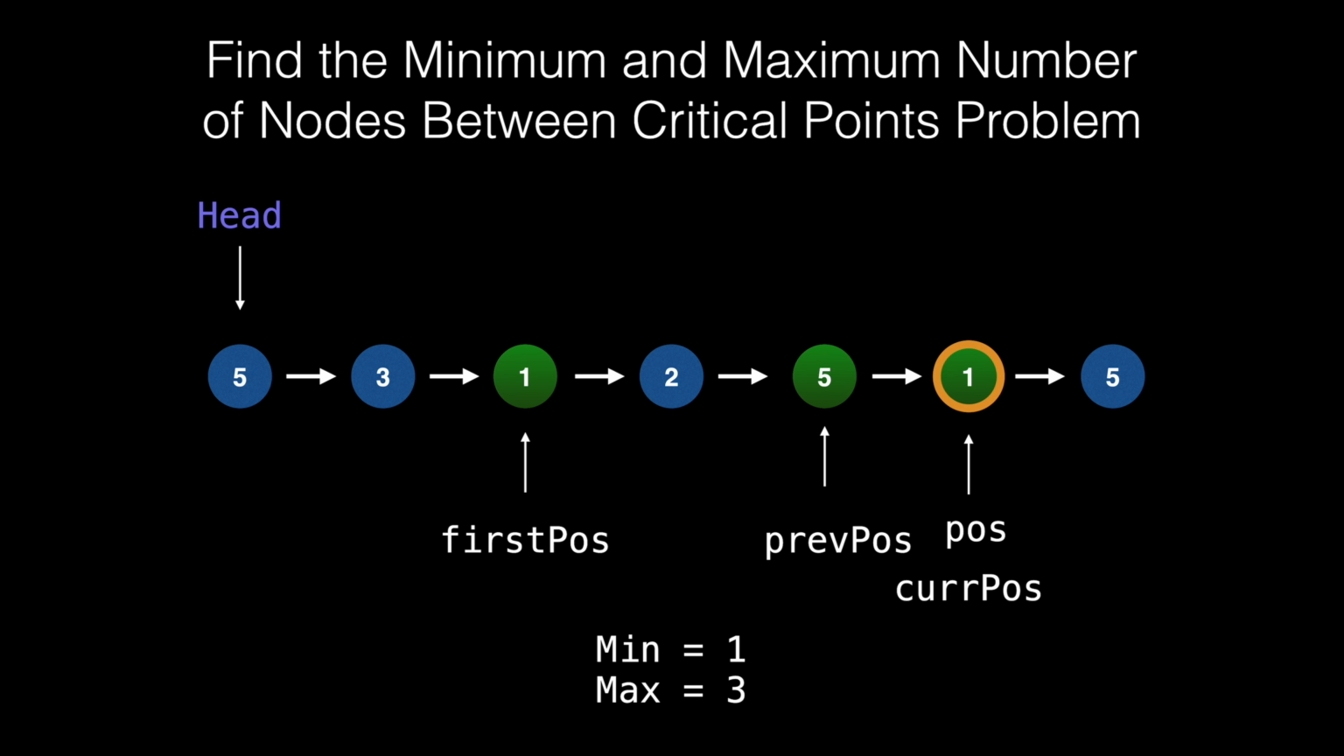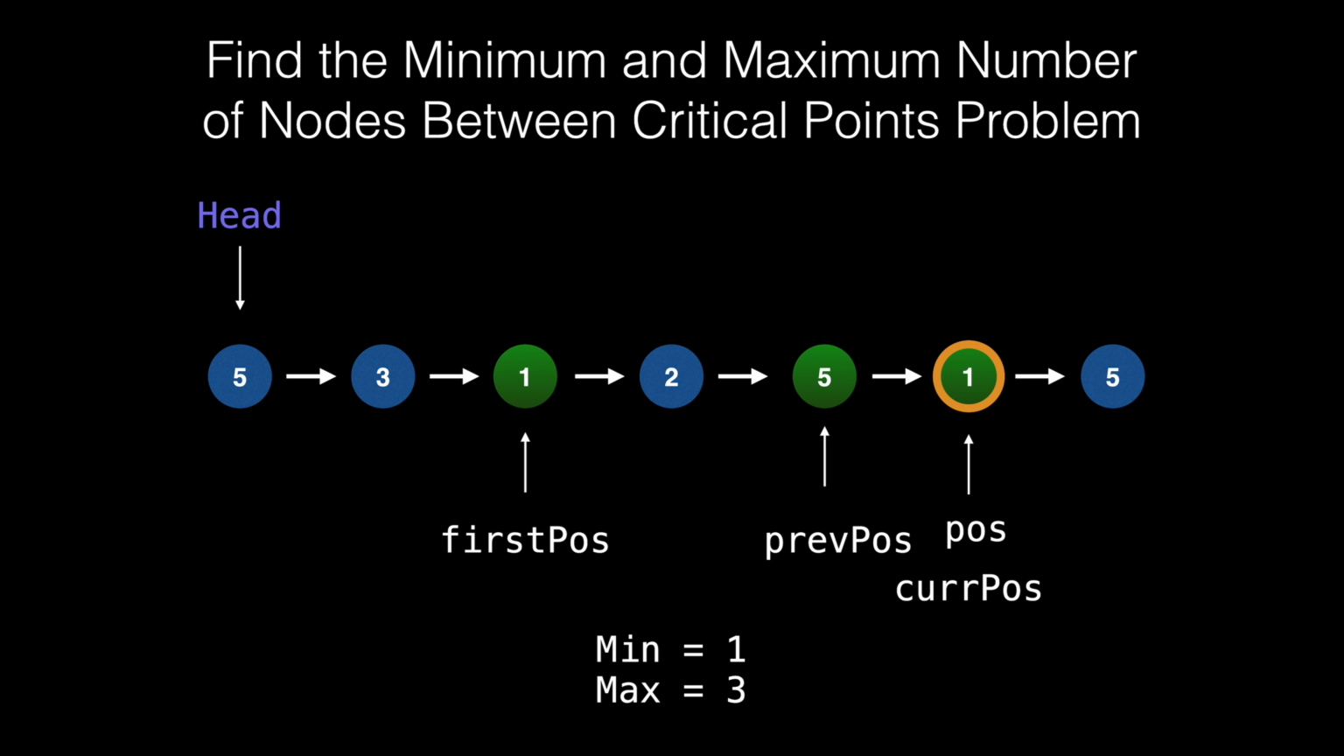And now we go to the next node, which is 1, and we see it is a critical point. So we will move our current position to this position. But before that, we will move our previous position to the current position. And now we recalculate the minimum and maximum distance. We can see that our first position is at position 2, like 3 was position 0, if you remember, and our current position is position 5. For maximum distance, we will take the distance between the current position and the first position. So it will be 5 minus 2, equal to 3.